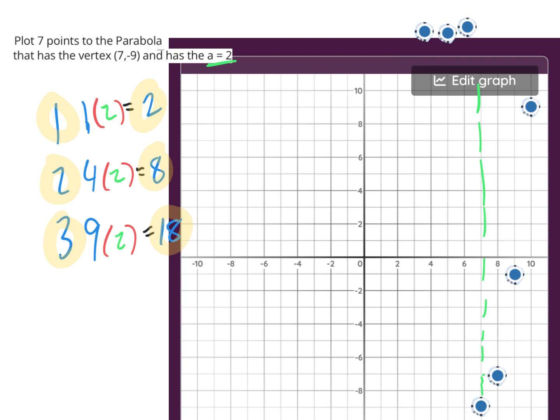And of course, you're going to map them over to the other side of the axis of symmetry. This is 1 unit away, so go 1 unit this way. This other one is 2 units away, so go 2 units this way. And this last one is 1, 2, 3 units away, 1, 2, 3 units this way. Put a dot right there. Hit submit, and that will be the 7 points that you needed for this parabola that had the vertex at 7, -9, and has an a value of +2.